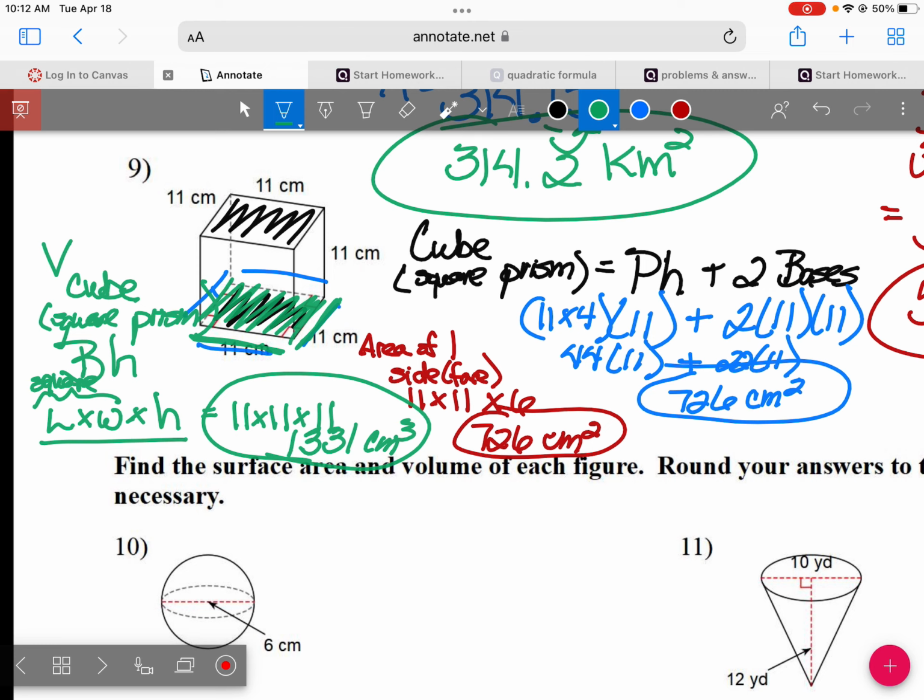Why don't we just move? My brain's hurting. 11 times 11 times 11, or 11 to the third power.